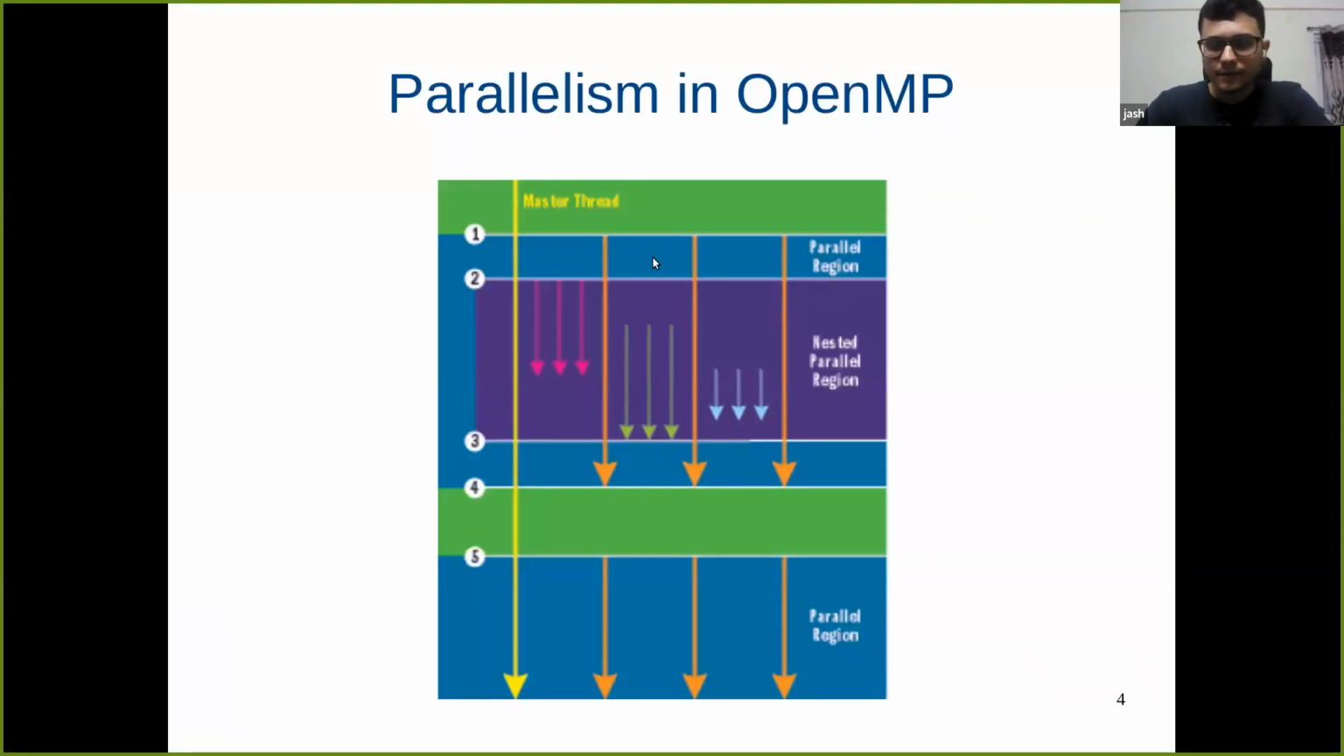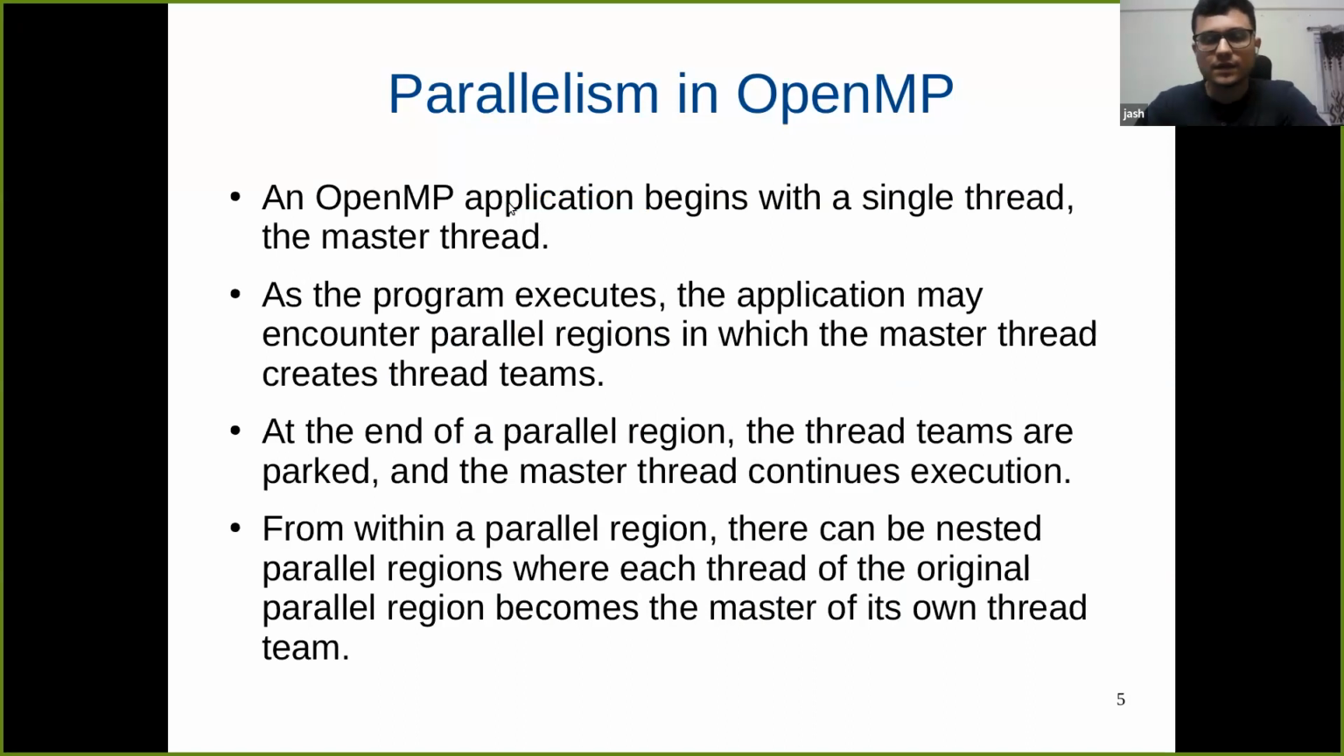Okay, so this is how parallelism in OpenMP works. As I explained, an OpenMP application begins with a single thread, which is the master thread. As we encounter the parallel region, the master thread will create a team of threads, and at the end of the parallel region, these threads will be parked, and the master thread will continue its execution. Within the parallel region, we can also have a nested parallel region, in which each thread becomes the master of its own team and continues the execution in the nested region as well.